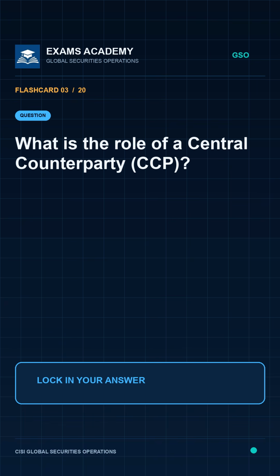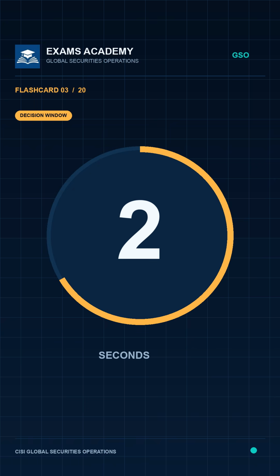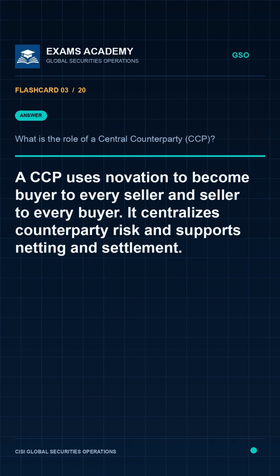Question 3. What is the role of a central counterparty, CCP? Answer. A CCP uses Novation to become buyer to every seller and seller to every buyer. It centralizes counterparty risk and supports netting and settlement.